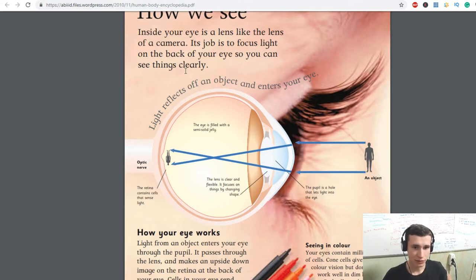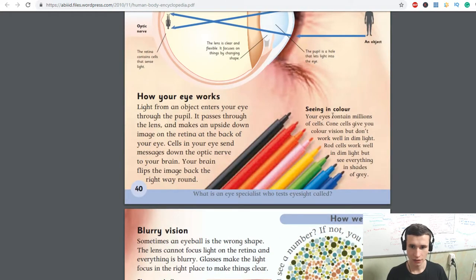The eye is filled with a semi-solid jelly. Optic nerve. The retina contains cells that sense light.